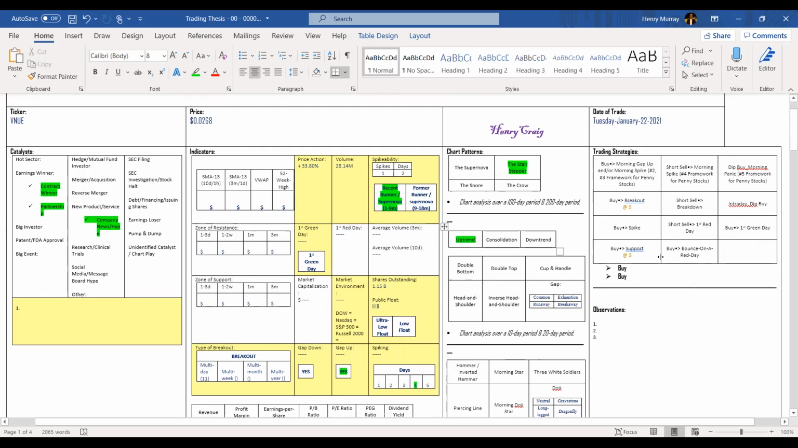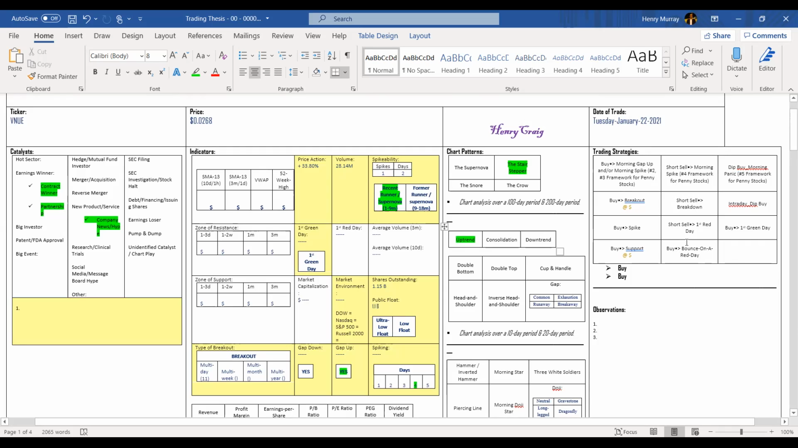Am I seeking to buy the support of the stock, hoping that I'm finding the bottom and hoping that it will bounce so I can capitalize on increased prices? Am I buying a breakout to further highs so I can capitalize on gains? And for those who are short sellers, you have different short selling patterns. You're trying to identify breakdowns if you are looking to short sell. Another parameter, am I trying to buy a bounce on a red day?